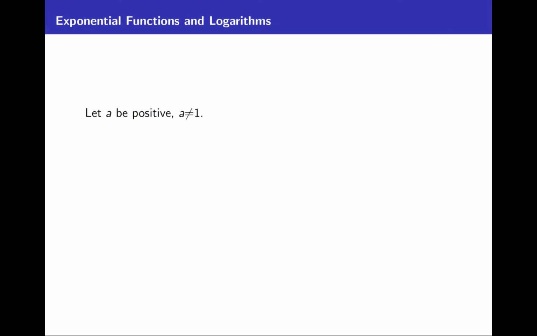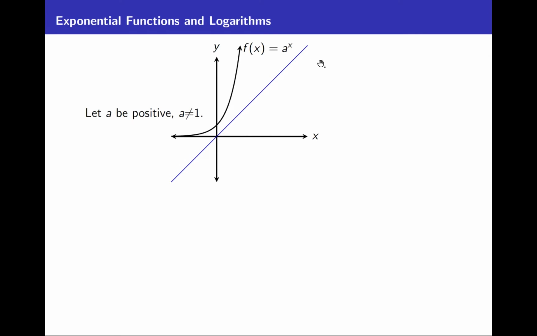If a is a positive number not equal to 1, you know that you can define the exponential function a to the power of x. And if you reflect this graph across the line y equals x, you get the inverse function, f inverse, which I've been calling a box of x. A box of x is the power that goes in the box, so a to that power equals x. But the rest of the mathematical world calls it log base a of x. That's the logarithm function to base a.